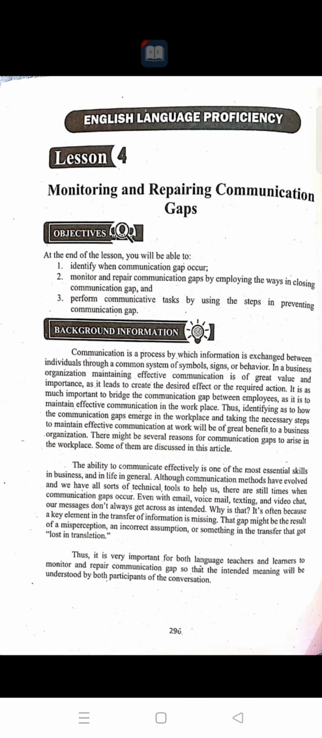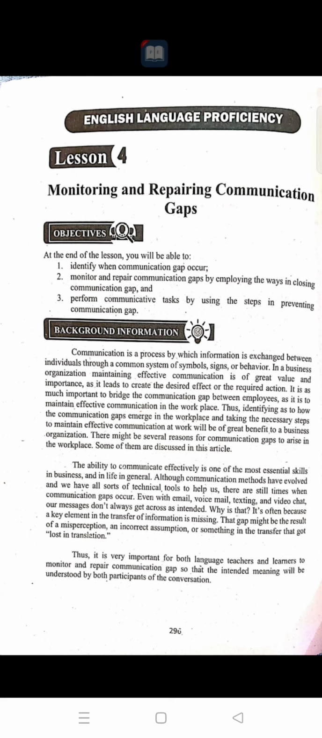Today, I shall be discussing monitoring and repairing communication gaps. As you can read there, we have the following objectives: identify when communication gaps occur, monitor and repair communication gaps, as well as perform communicative tasks if these are possible.